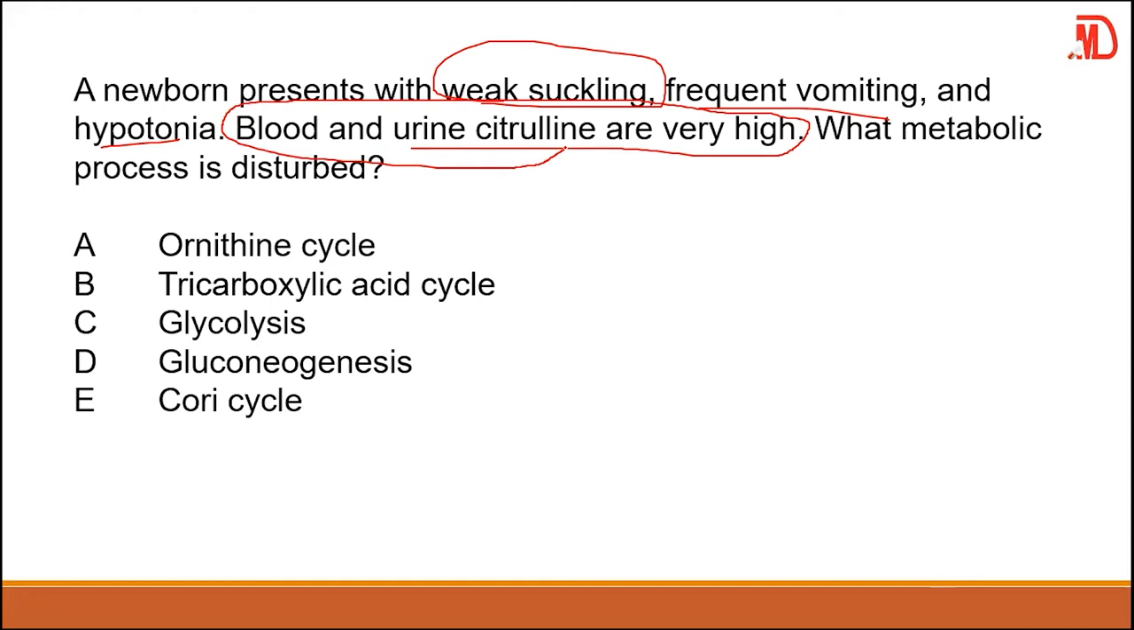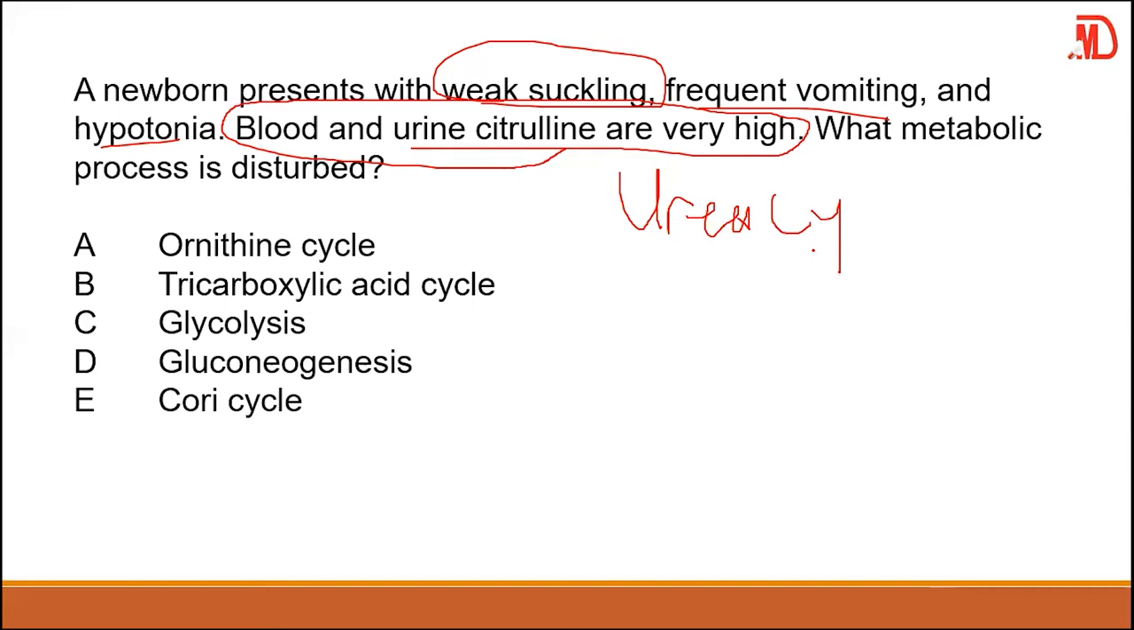So usually citrulline is made from ornithine and carbamoyl phosphate. And this is part of what you call the urea cycle. You remember I'm talking about the urea cycle? Ornithine, urea cycle, citrulline, please get that. Citrulline, ornithine, urea cycle.